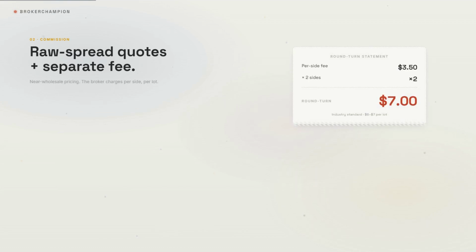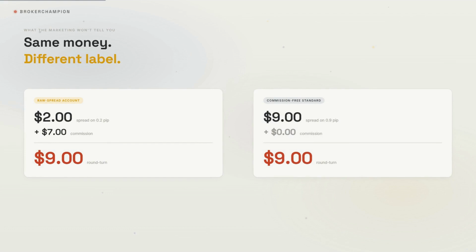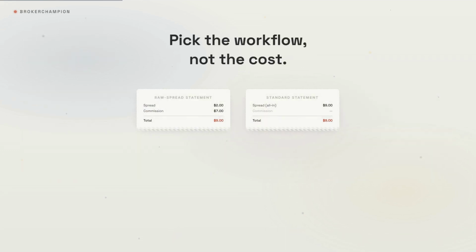Now, commission. On a raw spread account, the broker quotes near wholesale prices and charges a separate fee. Industry standard, $3 to $3.50 per side, $6 to $7 round turn per lot. Here's the part the marketing won't tell you. A raw spread account at 0.2 pips plus $7 commission costs about $9 per round turn. A standard commission-free account at 0.9 pips costs also about $9. Same money, different label. The choice isn't about saving cost, it's about workflow. Pick the one whose statement is easier to read.